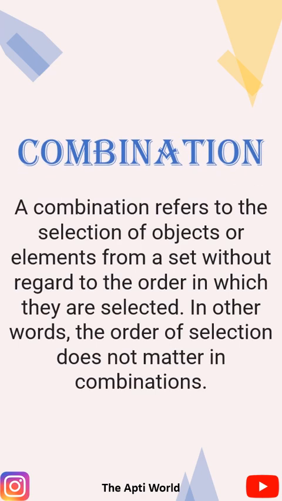So, a combination refers to the selection of objects or elements from a set without regard to the order in which they are selected. In other words, the order of selection does not matter in combinations.